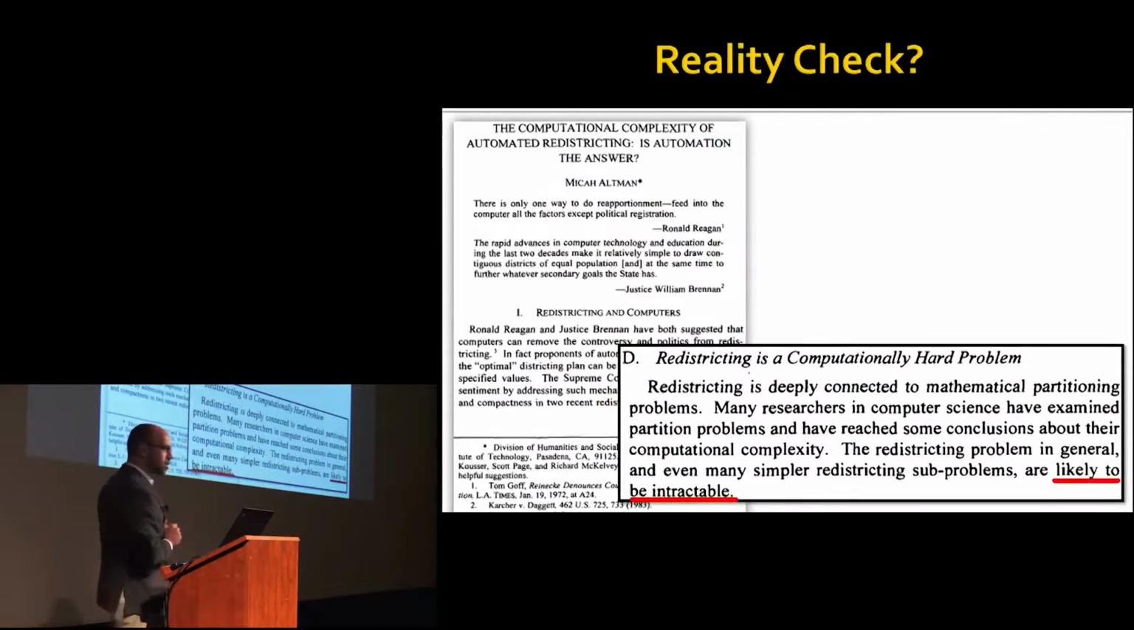On the other hand, if you dig through the academic literature, one thing you'll find very quickly are phrases like what I've underlined on the bottom right, that somehow the redistricting problem in general, and even many simpler redistricting subproblems, are likely to be intractable. Now, intractable is a fancy computer science word for like, we don't think we can do this.